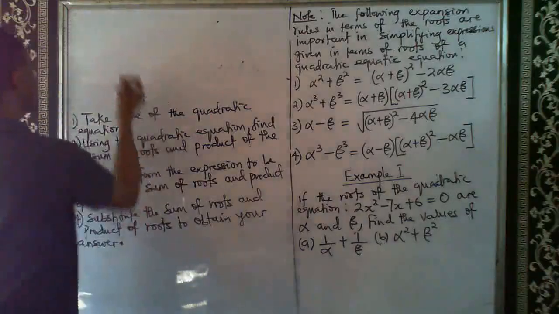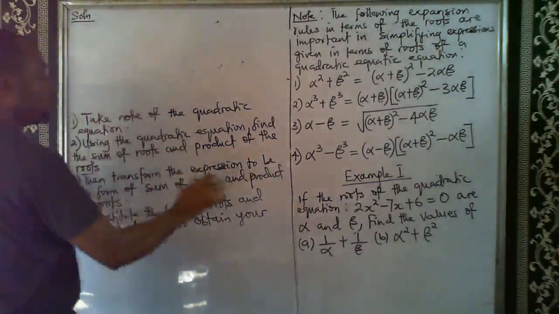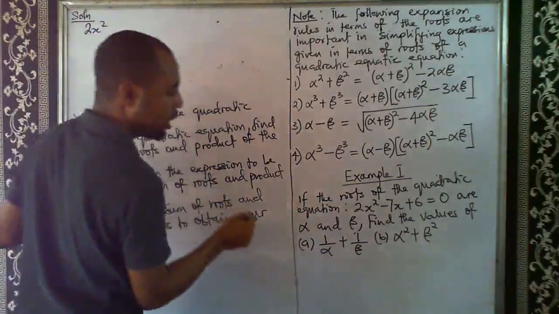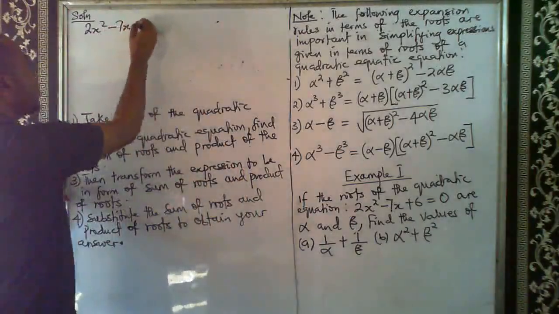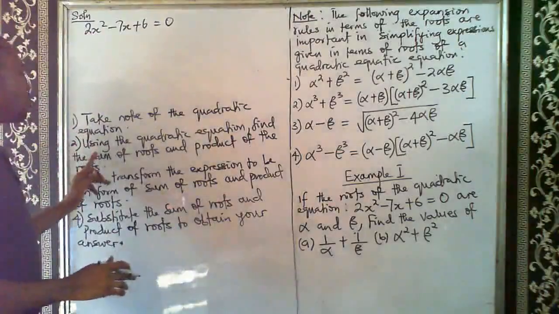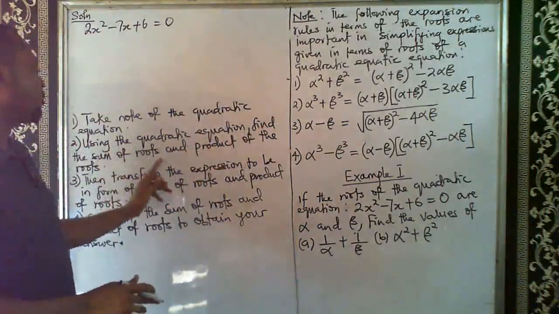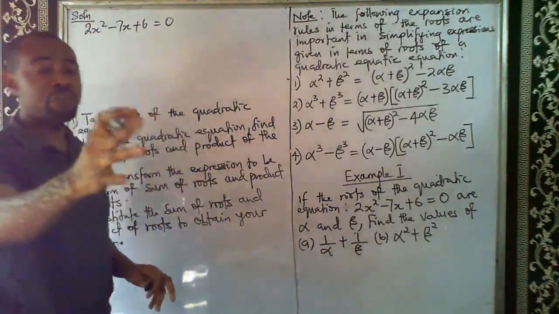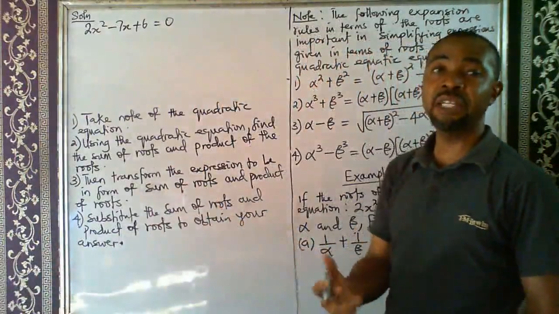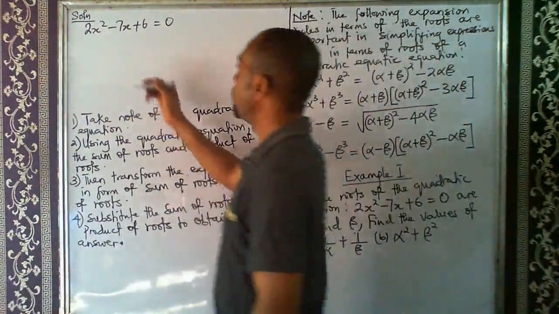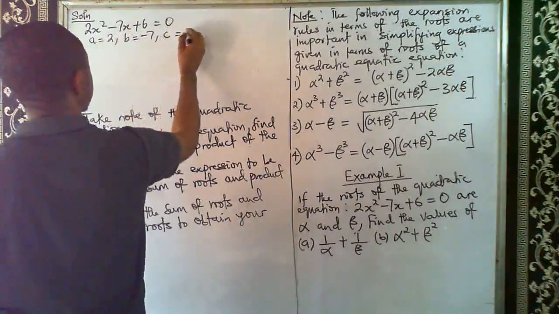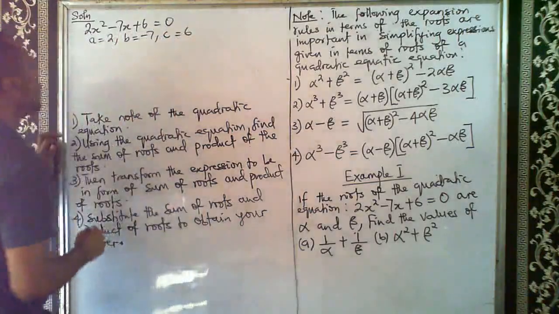So, solution. Take note of the quadratic equation. What is the quadratic equation? We're given 2x squared minus 7x plus 6 is equal to 0. After taking note of the equation, using the quadratic equation, find the sum of roots and product of roots. In the previous video, we saw how we can find the sum of roots and product of roots. We first identify the a, b, and c, and then use them. So what is my a here? My a is 2, my b is minus 7, and my c is 6. Okay.